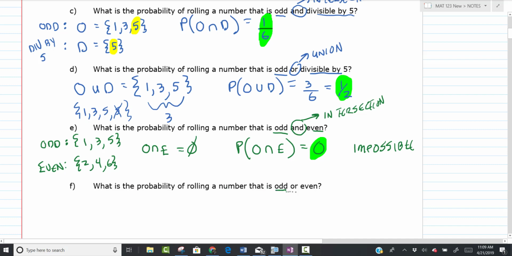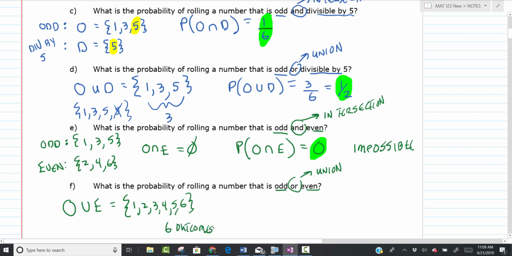All right, and the last problem on this page says, what's the probability of rolling a number that is odd or even? So this means union because of the word or. So then if you did odd union even, okay, well, that would just be all of the numbers. You just go 1, 2, 3, 4, 5, 6. So just joining those two sets together, not repeating anything. So there would be 6 outcomes there.